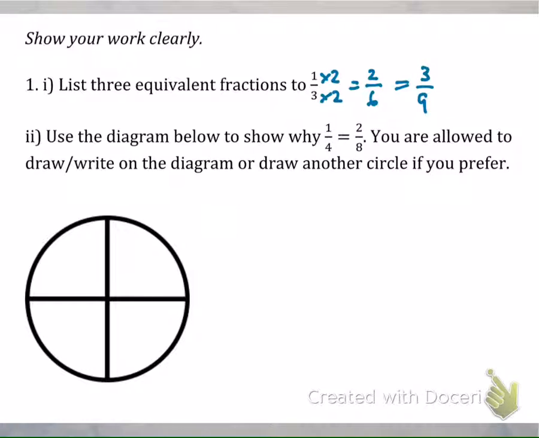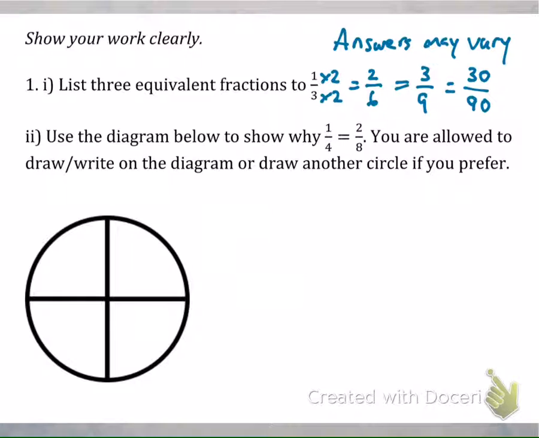Okay, or we can just take this last number, 3/9, and multiply that by 10/10 to get 30/90. And those are 3 examples. Of course, there's many more, so it's important to know that answers may vary with this question.